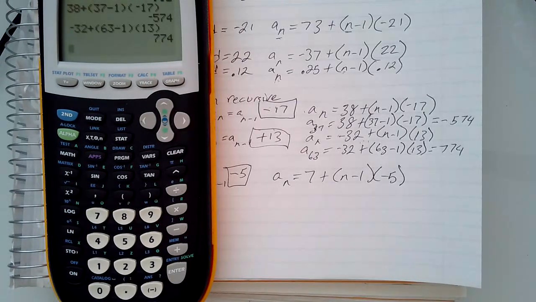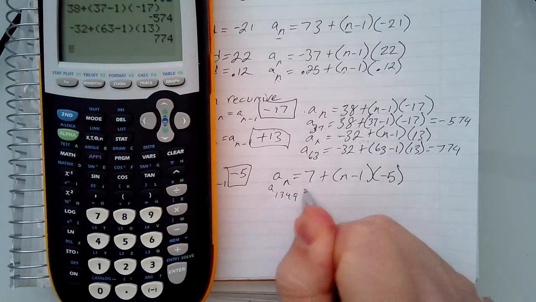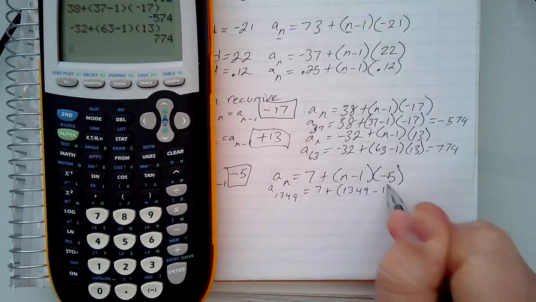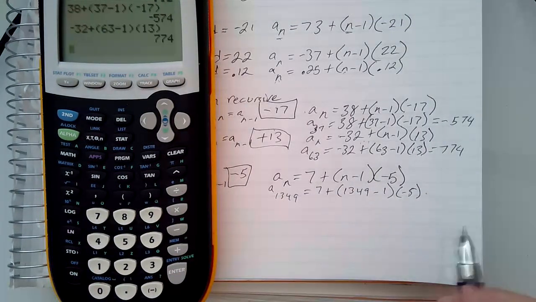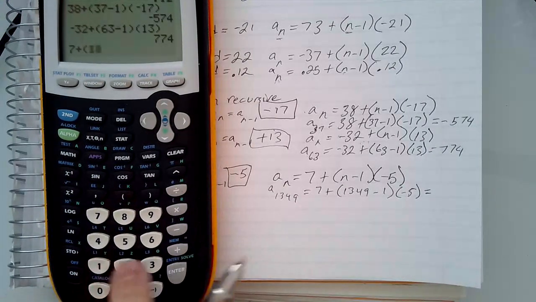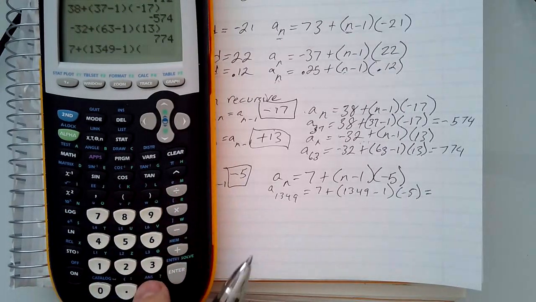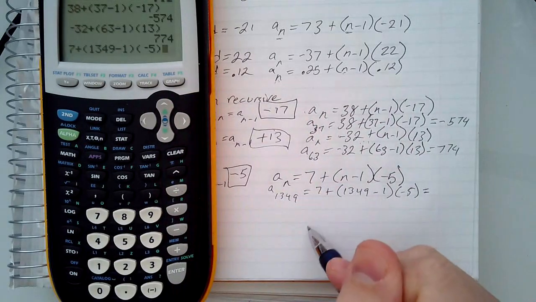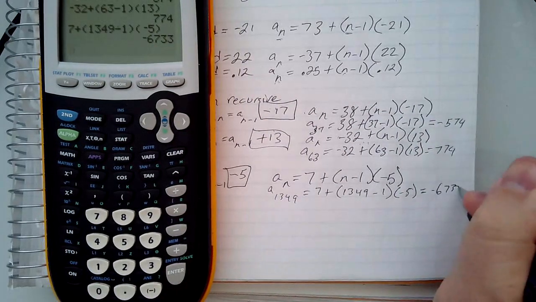And then finally, let's find something ridiculous here. Let's go with the 1,349th term. A sub 1,349 is equal to 7 plus 1,349 minus 1 times negative 5. So here we go: 7 plus 1,349 minus 1 times negative 5. By the way, I only chose 1,349 because when I looked at the time clock, it was 13 minutes, 49 seconds in, and we get negative 6,733.